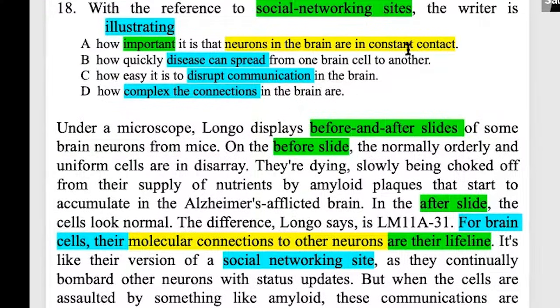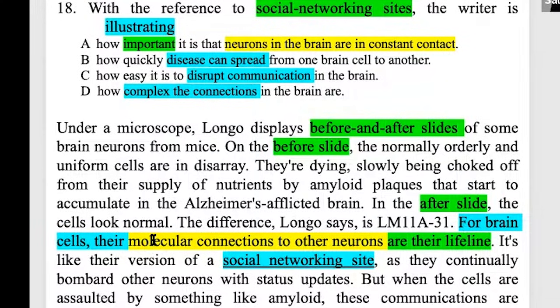When you have a name, a collective name, like a social networking site, immediately you have to go to that name. And surrounding that name, you will have the answer. So it's like their version of your social networking site. So it's referring to something in the previous sentence.